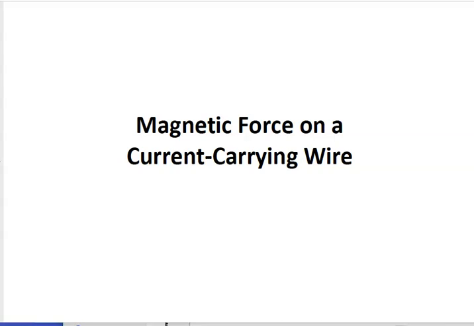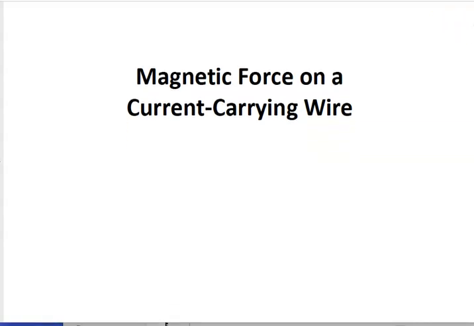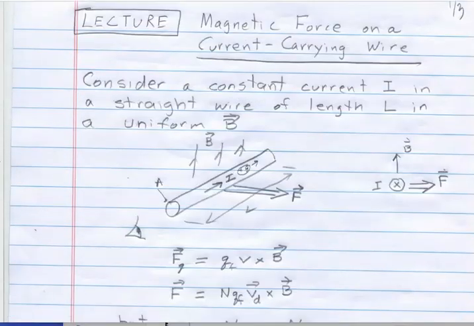One would probably expect, since currents consist of moving charges, that there would be a magnetic force on a current carrying wire from much the same mechanism that we had for the force on a point charge. And so let's look at that.